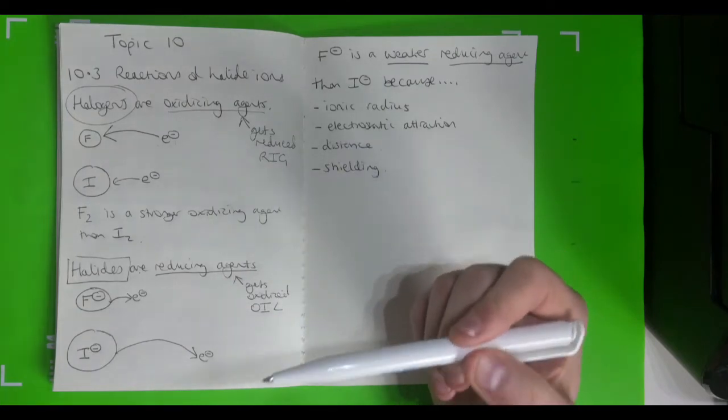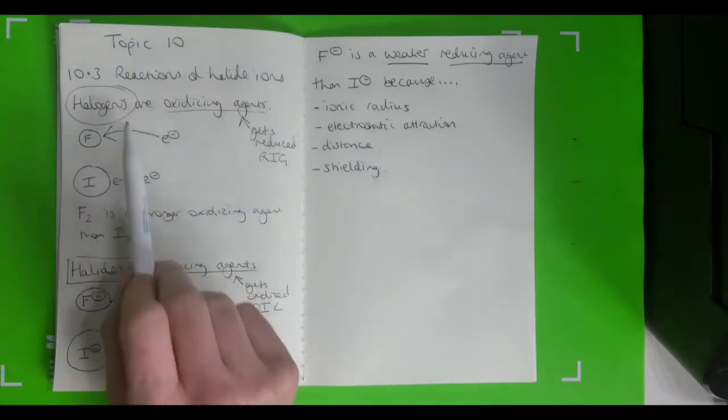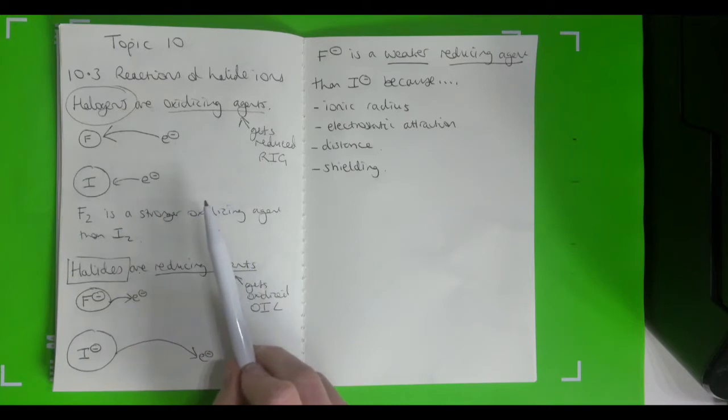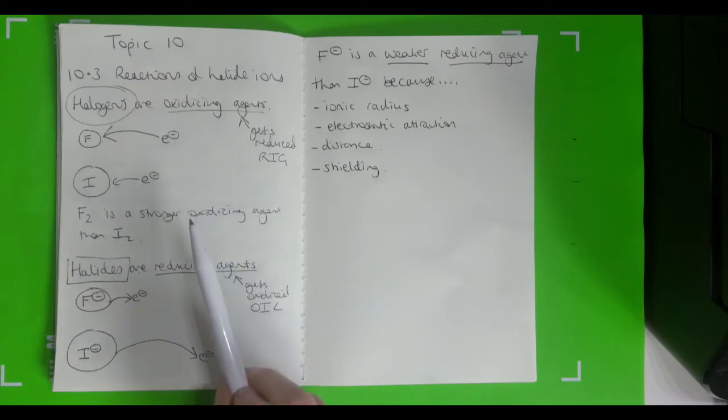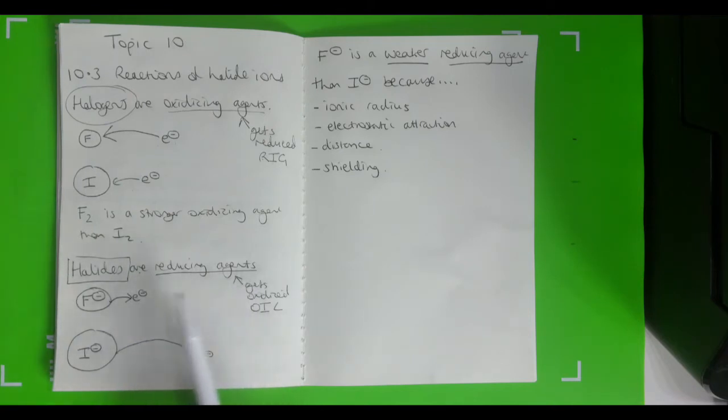So we're going to look at the evidence for that then. The evidence of halogens and their oxidizing ability comes from the displacement reactions. We can look at the evidence of the halides as reducing agents from a different set of reactions. What we do is look at the reactions of sodium halides with concentrated sulfuric acid as evidence of how good they are at reducing agents. Okay?